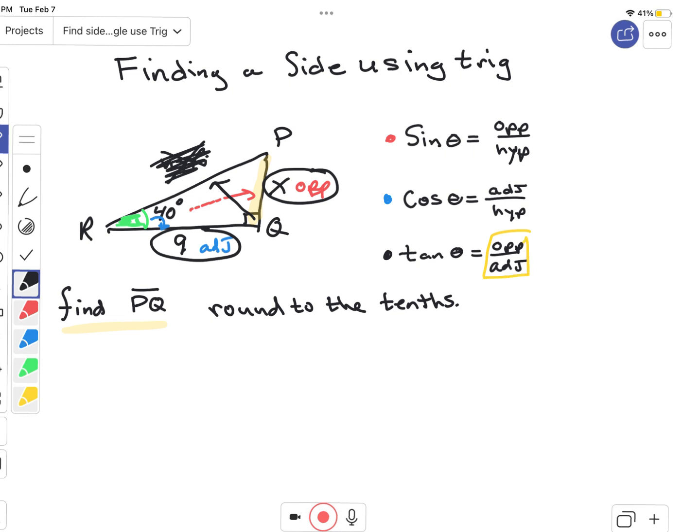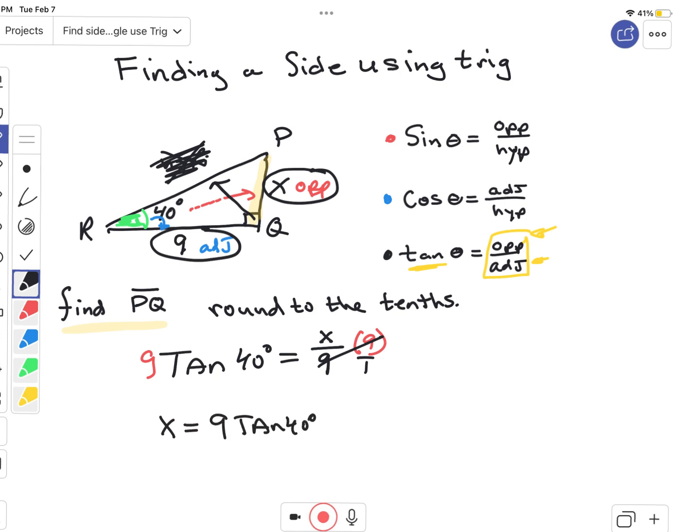Tangent is the opposite over the adjacent, so we're going to use tangent. We're going to say the tangent of 40 degrees, because that's the angle we're referring to, is the opposite side. So x goes in the numerator, and the adjacent side is 9. There's your equation. Now we're going to solve our equation by multiplying by 9 on both sides, because you put a 1 over that, and that cancels out and leaves you x by itself. And then x equals 9 times the tangent of 40 degrees.